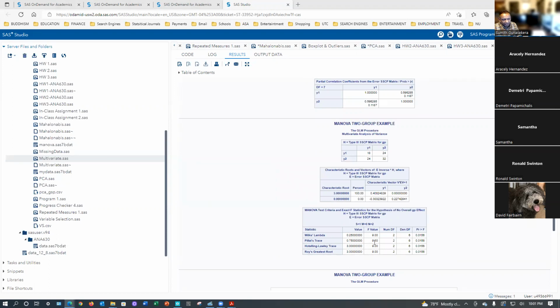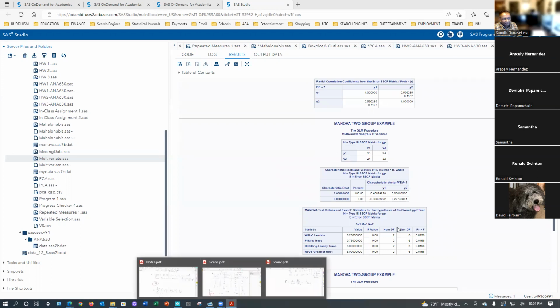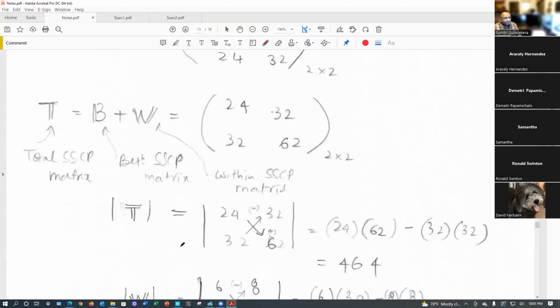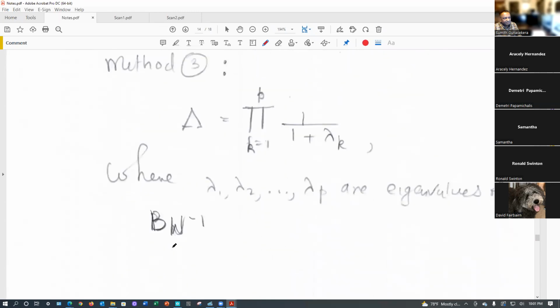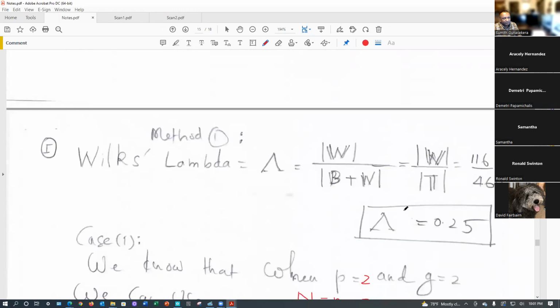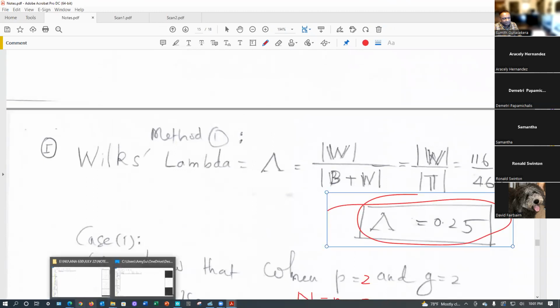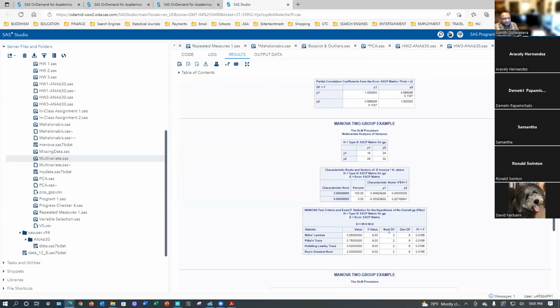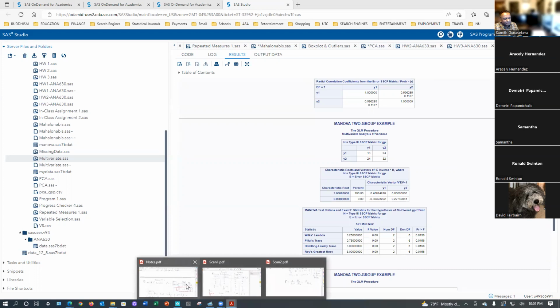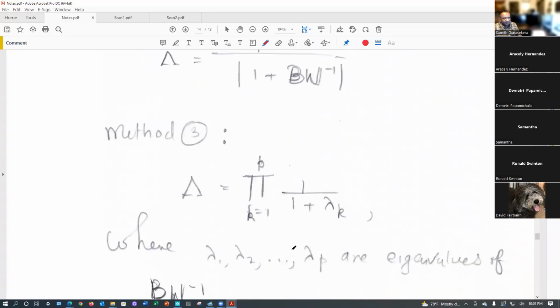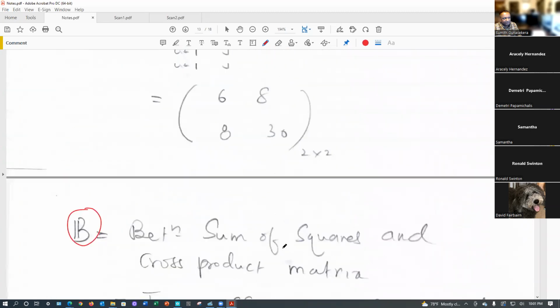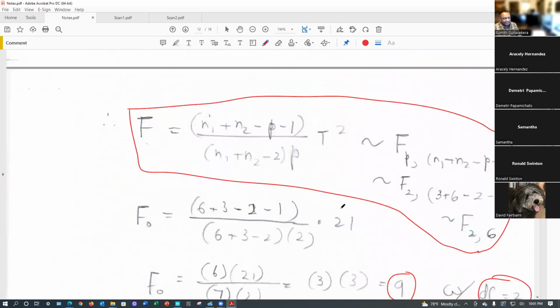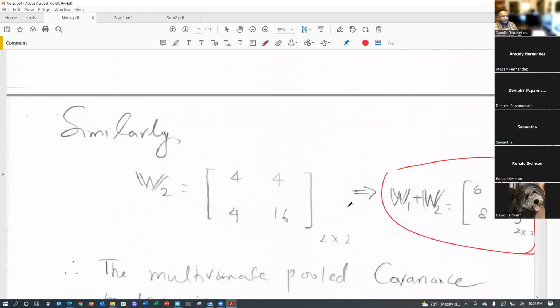But you saw we got 9. You saw that we got 2 and 6. Wilks lambda here, 0.25. F value 9. How did you get it? Through two ways. I get that F value by doing it like this in a classical way. Normally we call that the classical way.